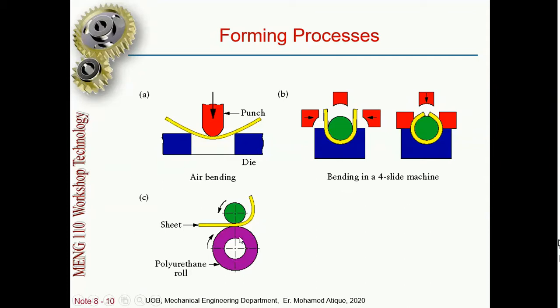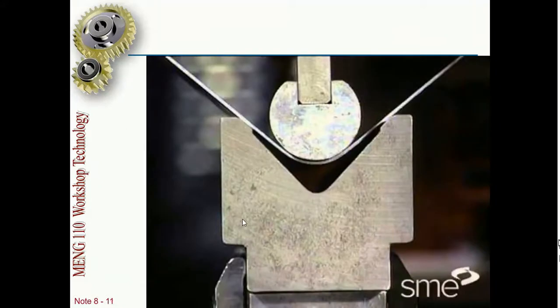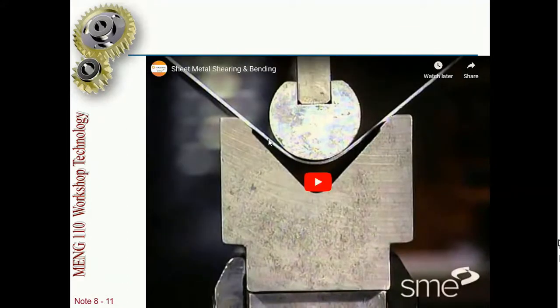Then there's roll bending. In this, a sheet is passed through rollers to get the bend. Various bending operations. See, this is an example of air bending.